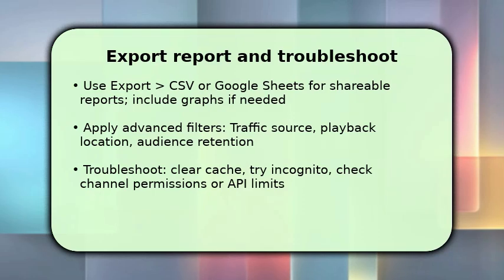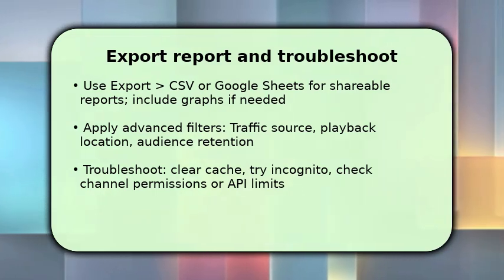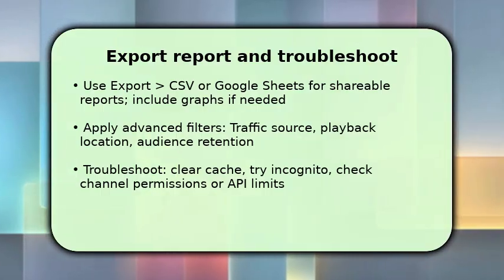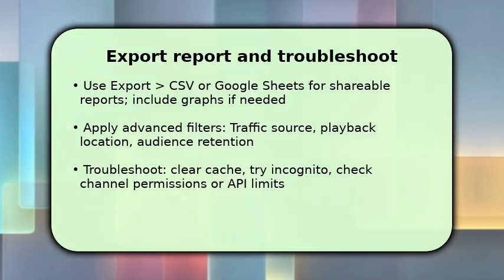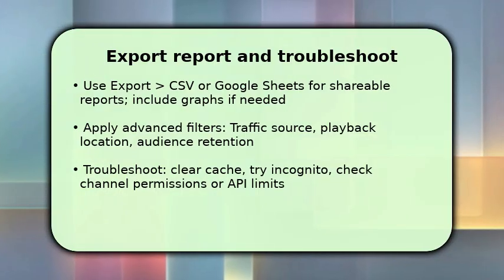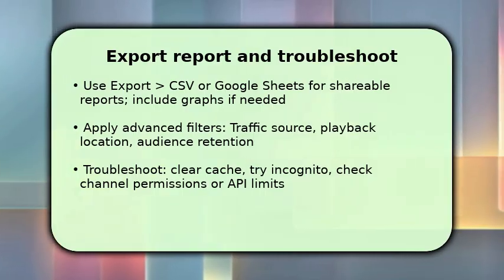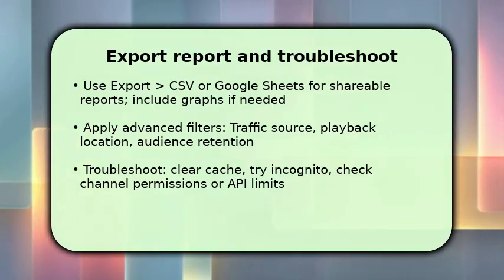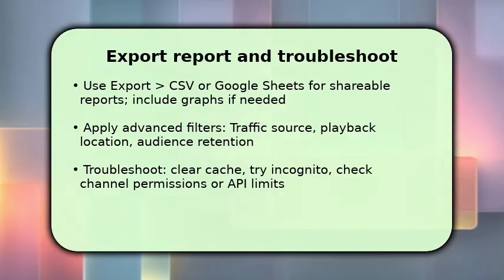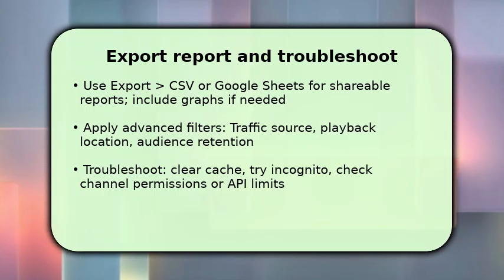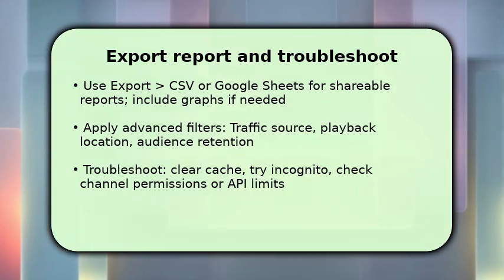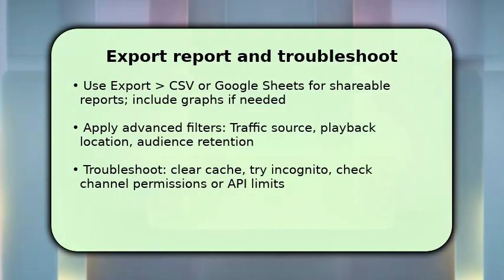Now export the report using Export to CSV or Google Sheets so you can share or further analyze the data. Include key graphs for presentations. If you need deeper insight, add advanced filters like traffic source, playback location, or audience retention and segment by device or country. If export fails or numbers look off, clear your browser cache, try incognito, confirm your channel permissions, or check API quota limits. These fixes resolve most access and display issues quickly.